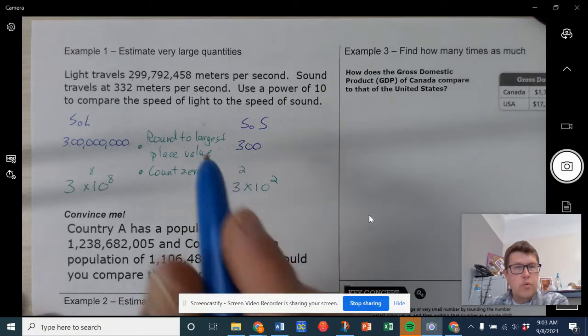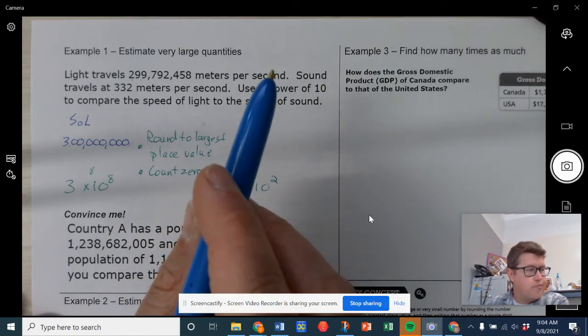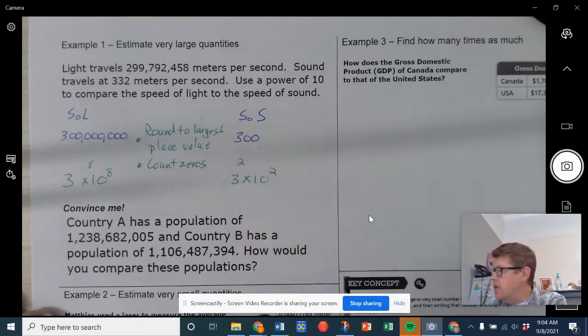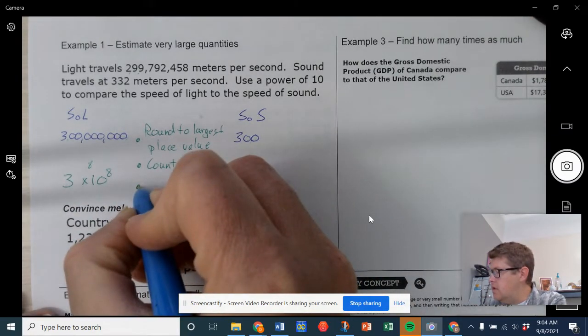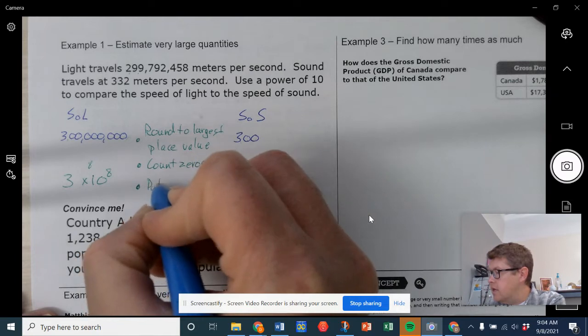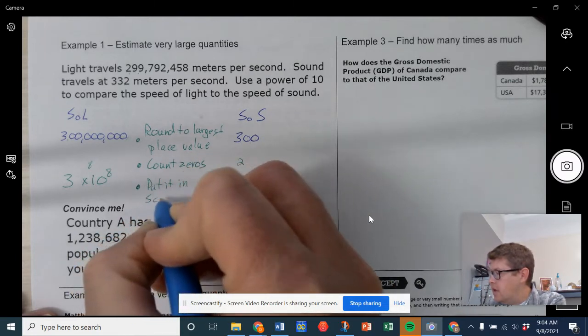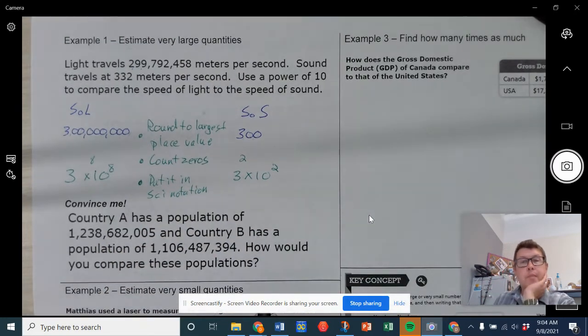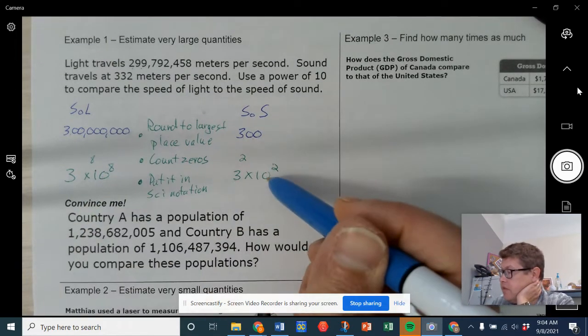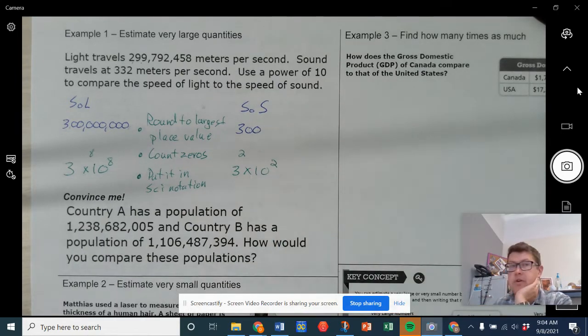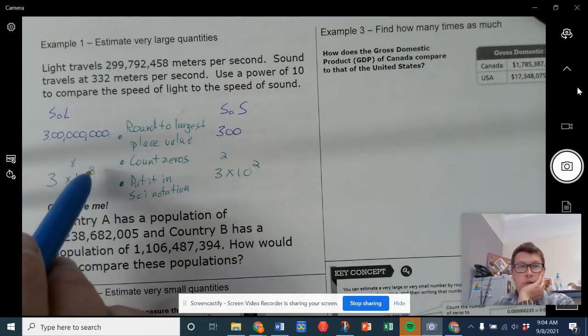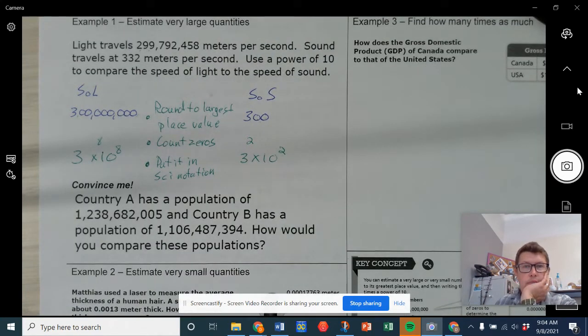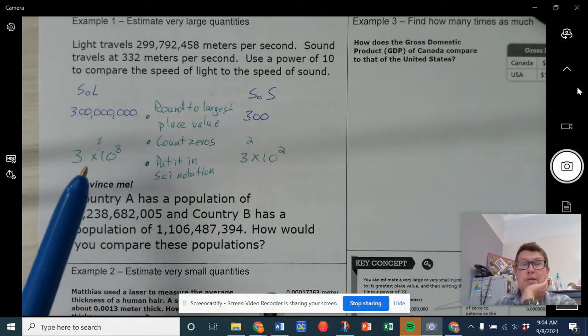Okay, so round to the largest place value, count zeros, and then you want to put it in scientific notation, right? We're going to talk a lot more about scientific notation over the next couple of days. So I just want to introduce that vocabulary to you. So 3 times 10 to the 8th represents that 300 million, and that 3 times 10 squared represents that 300. So you can see that there's a difference of 6 exponents, 6 factors of magnitude. So the speed of light is much, much faster.